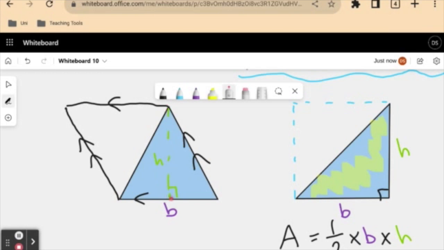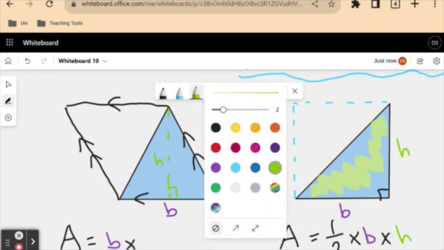Now, if you need more of a background into this, I'd highly recommend watching my area of a parallelogram video. I go a bit more in depth there, but this is assuming you've watched that. So we have an area of our parallelogram, which is, I keep doing that, sorry about that, base multiplied by height, or the width multiplied by the height.